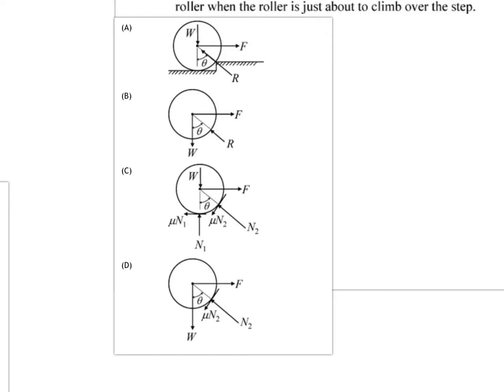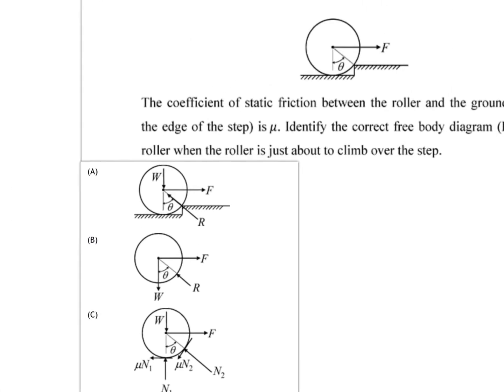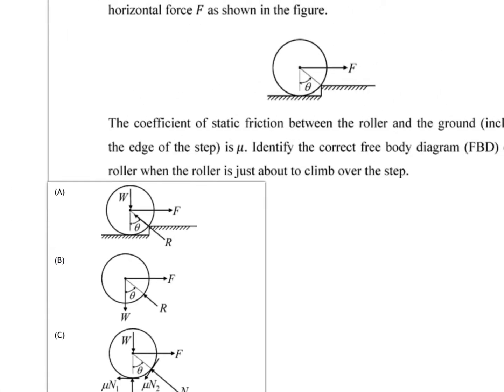And one thing, what happens when it is just about to climb over the step? When it is just about to climb over the step, the contact at this point no longer exists. That means there won't be any external forces acting on the roller from this point. Make sense?